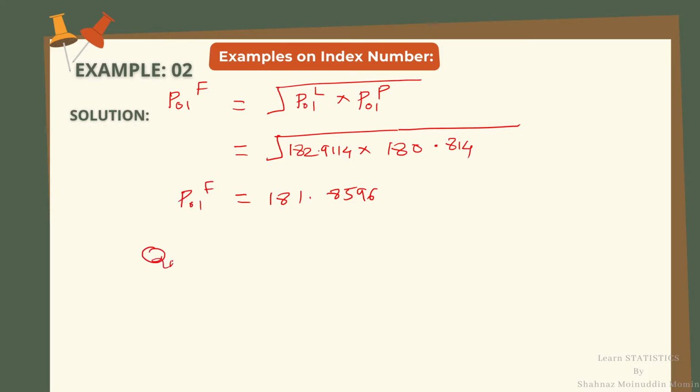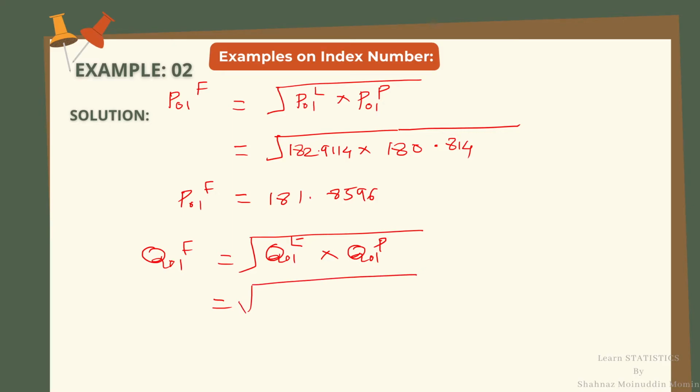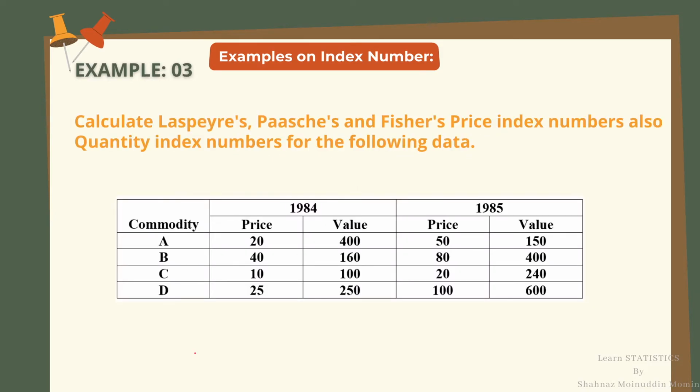Similarly, the Fisher's quantity index number is the geometric mean of the Laspeyres quantity index number and the Paasche quantity index number. By substituting the values, it is equal to 108.2348. This is the Fisher's quantity index number. Now we shall move to the next example.